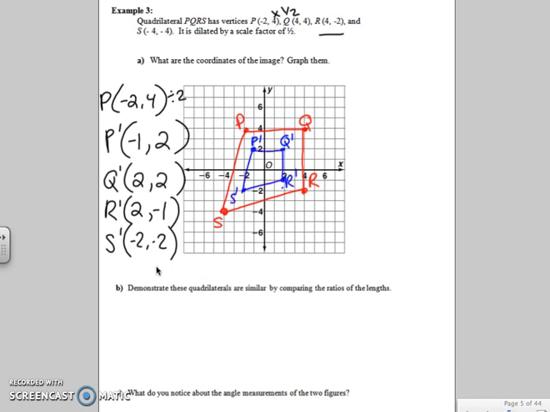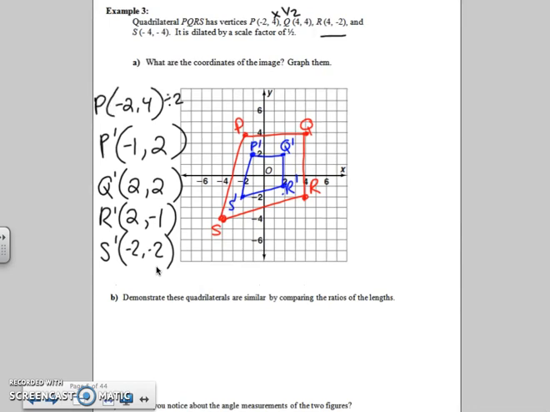So I can see part B wants to demonstrate that these quadrilaterals are similar by comparing the ratios of lengths. So I need to look at some lengths of the original PQRS and then my new P'Q'R'S'. So instead of doing the distance formula with those longer sides, let me see how long PQ is. Okay, so let's find the length of PQ. 1, 2, 3, 4, 5, 6. So PQ had a length of 6.